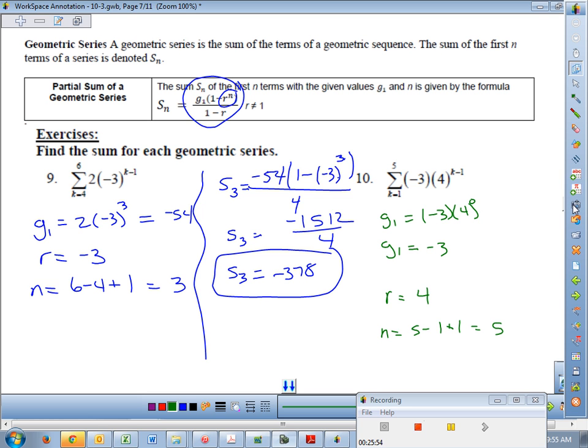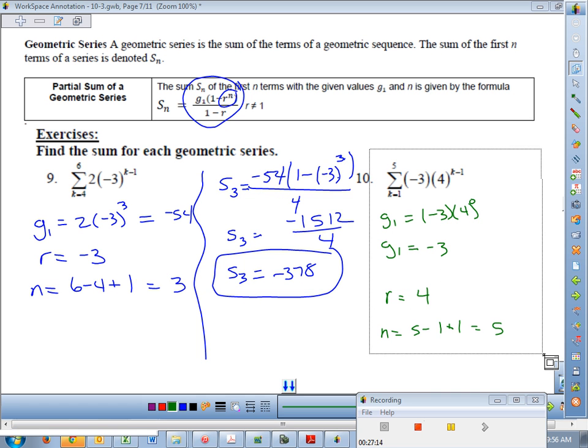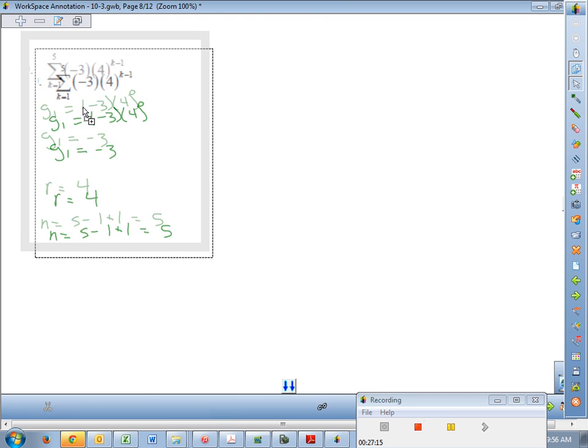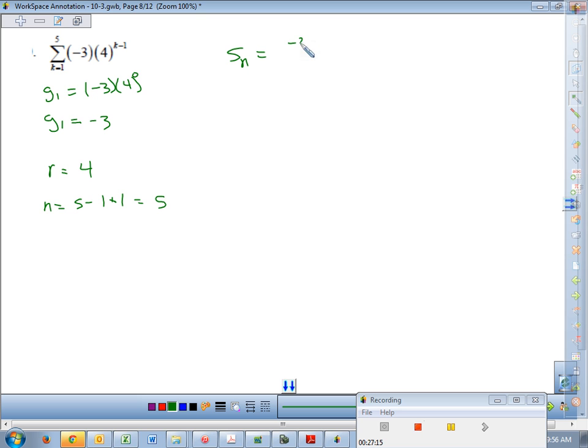Put them into the formula. Is the rate negative? No. We'll be in pretty good shape then. When we substitute in, we don't have to worry about all that crazy parentheses stuff. The sum is going to be the first term times 1 minus the rate to the nth power all over 1 minus r, right? What's 1 minus r? Slow down. What's 1 minus r?